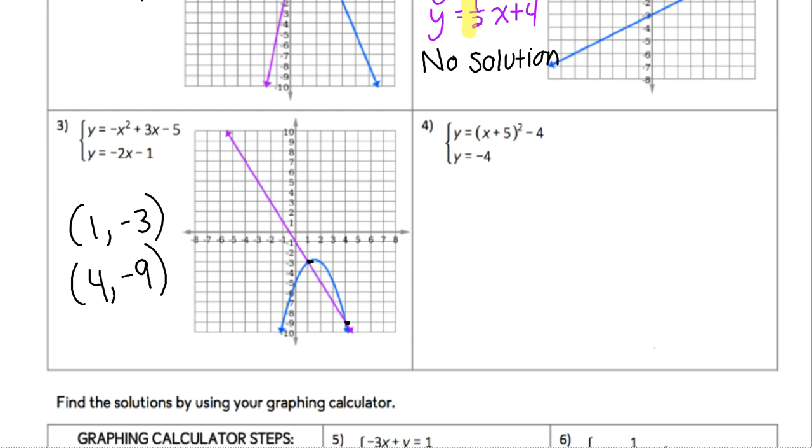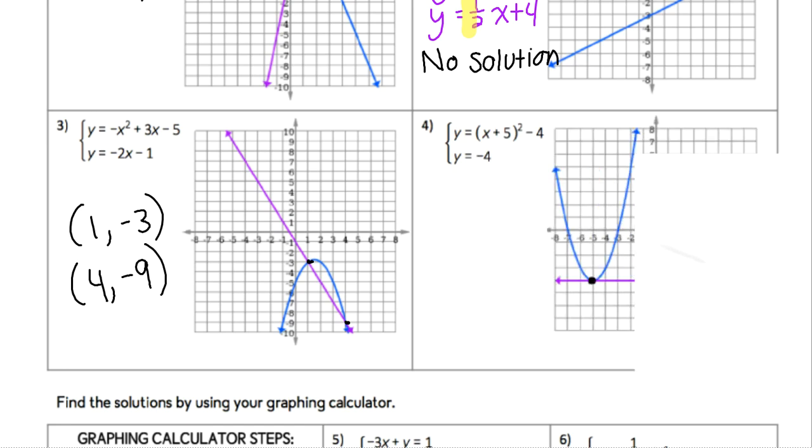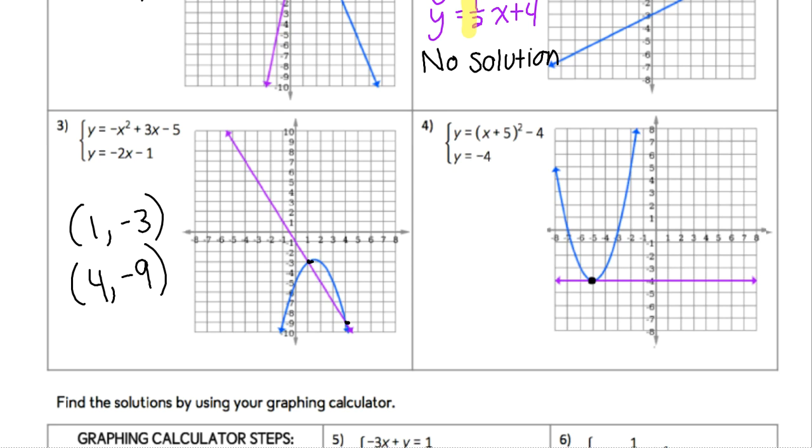And lastly, we have another parabola with a linear function. That parabola is in vertex form, so I can graph the vertex and go from there. When I graph that parabola and line, I get a graph that looks like this. And I can see that the intersection point that's highlighted there is only one intersection. That point is at (-5, -4). So that system has one solution.